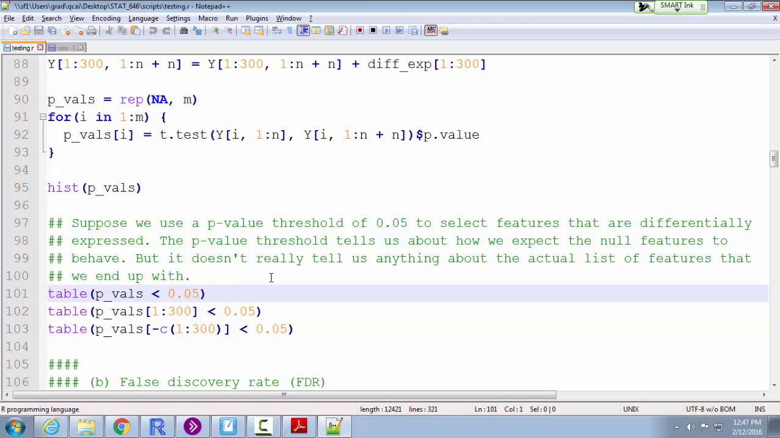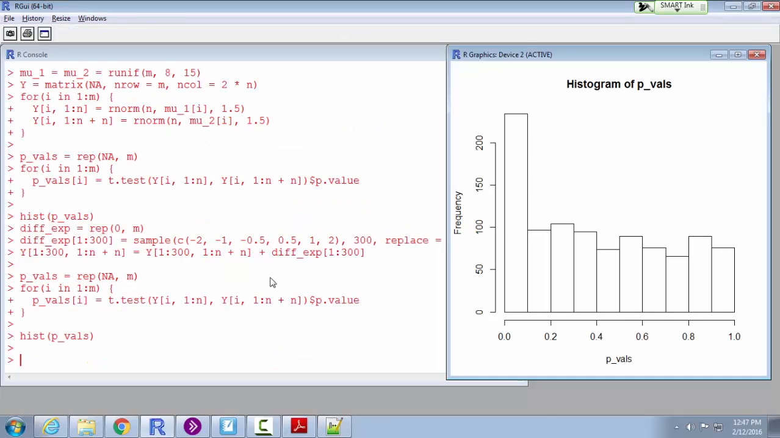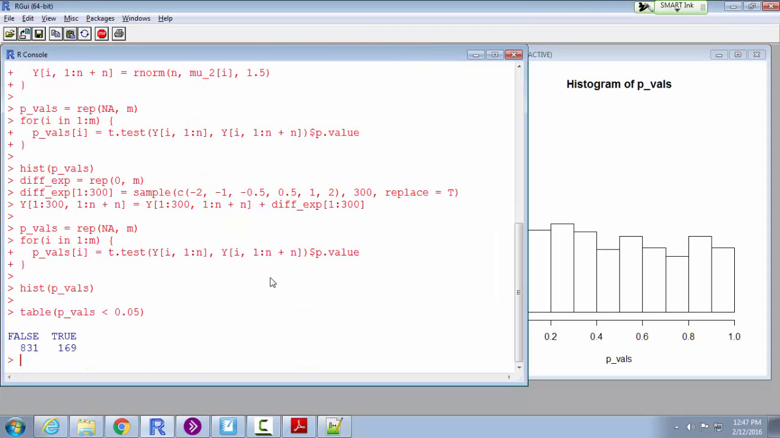Suppose we just have the p-values. What proportion were less than 0.05? We did 1,000 hypothesis tests, and we decided we're going to filter out, select the features that had a p-value less than 0.05. We would be left with 169 features. So that would be our subset that we would look through and try to investigate further.